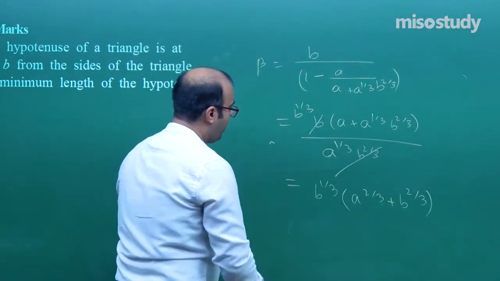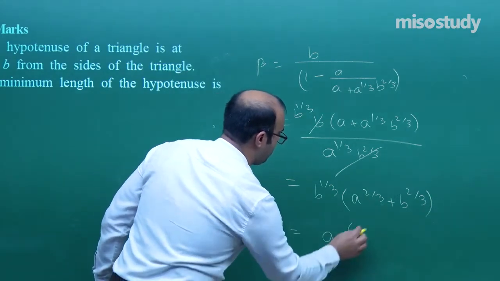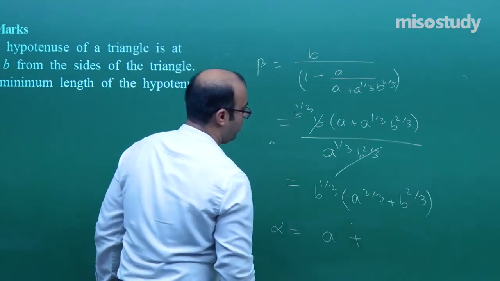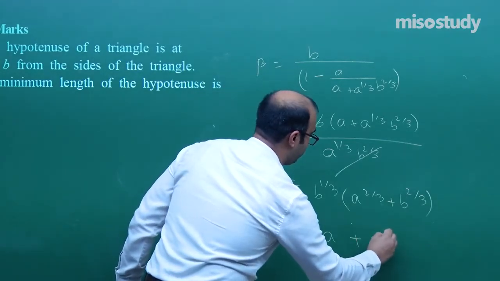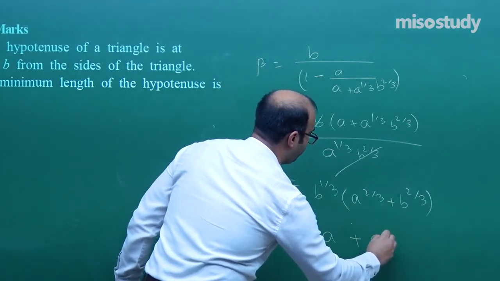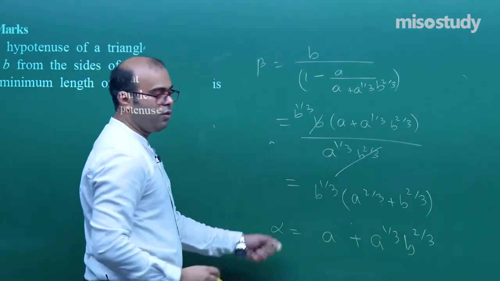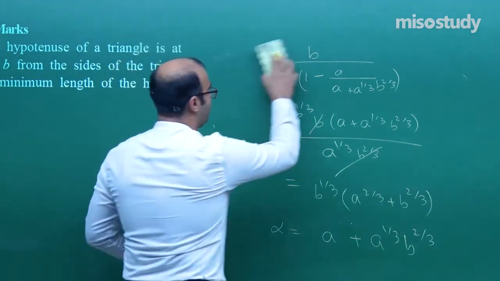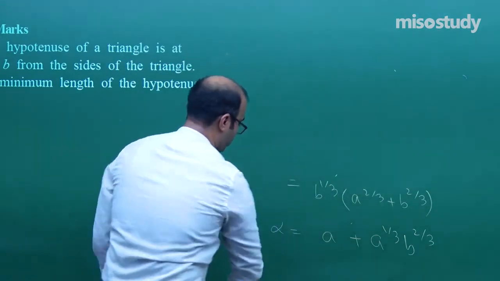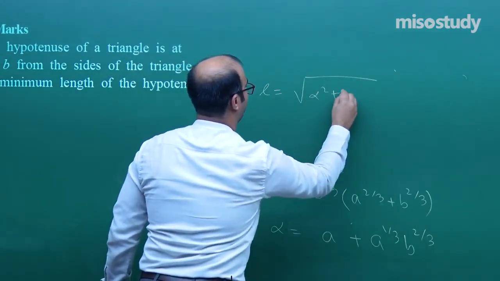So if you remember, the earlier value which we were getting for alpha was a plus a to the power 1 by 3, b to the power 2 by 3. That was the value of alpha which I just erased. So this is alpha and this is beta. Now let us find the length of the hypotenuse. Length of the hypotenuse is root over alpha square plus beta square.